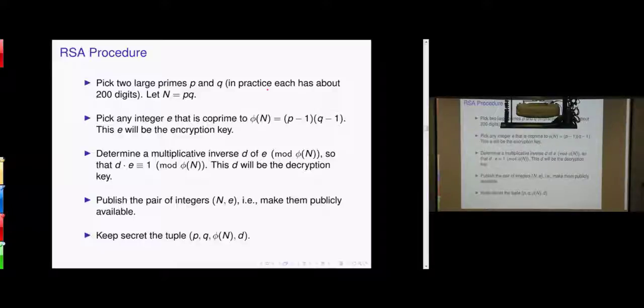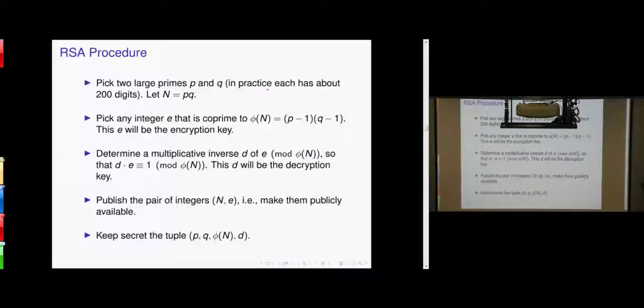There's an interesting question: because n is p times q, if you know n, how hard is it to get p and q? Well, you'll see the answer in a moment. Are you with me so far? The procedure is that I prepare p, q, capital N, e, and d. Then I publish the capital N and e. I keep d.